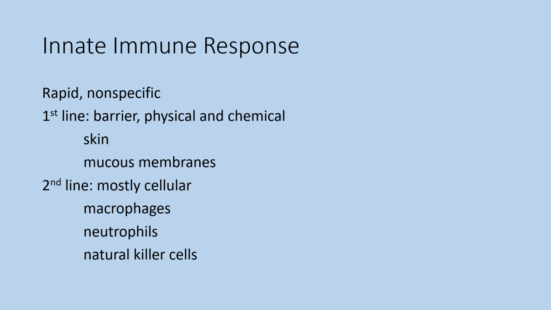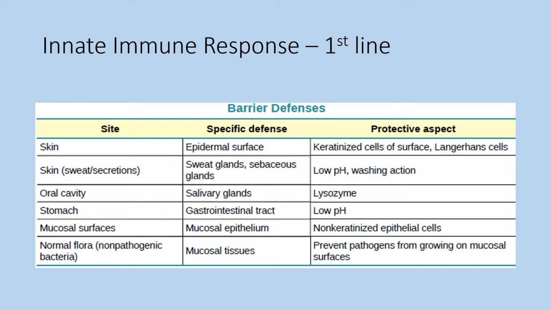So that first, once again, it's going to be very rapid. It's non-specific. Second line, also non-specific. This involves the macrophages, neutrophils, natural killer cells. It's going to be mostly things occurring at the cellular level. So the first line of defense, once again, skin is one of the biggest things.